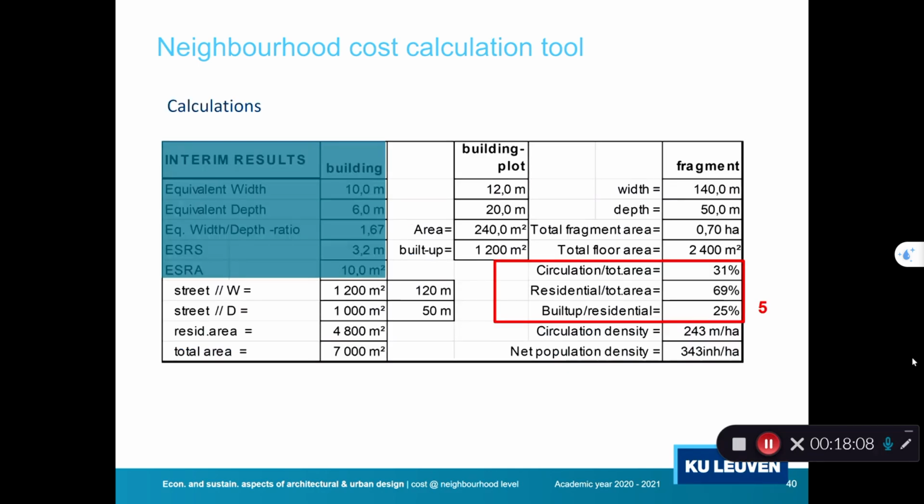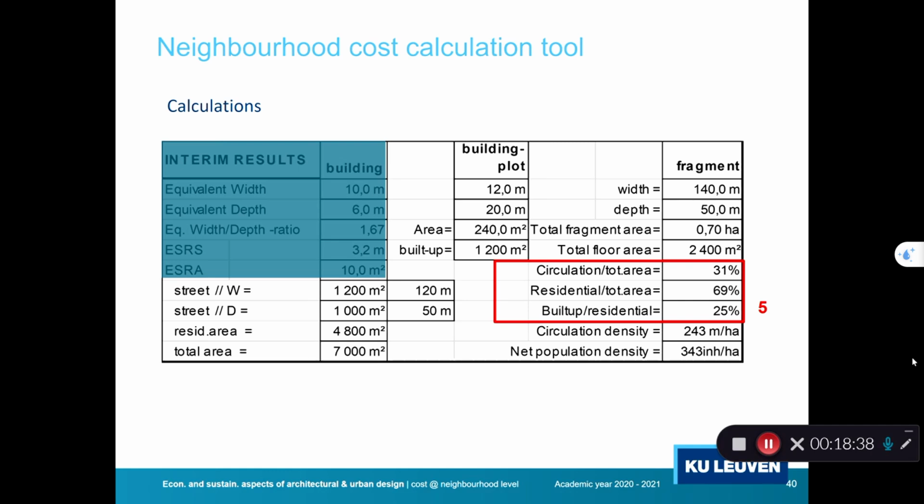This means if I look at my numbers, I have a built-up area in my example of 1,200 square meters, which is the physical footprint of all my buildings in my fragment, and I have a total floor area of 2,400, which means that I have 2 floors in my buildings, the ground floor and level 1. Now we have calculated all the parameters to calculate the density indicators.